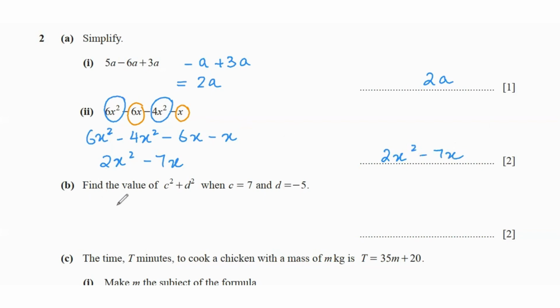Next part says, find the value of c squared plus d squared, where c equals 7 and d equals negative 5. So we're going to substitute c as 7 and d as negative 5. So that's 49 plus 25. Always remember, when you're multiplying two negative integers, the result is positive. That's why negative 5 squared is positive 25. So now 49 plus 25 equals 74. That's your answer.